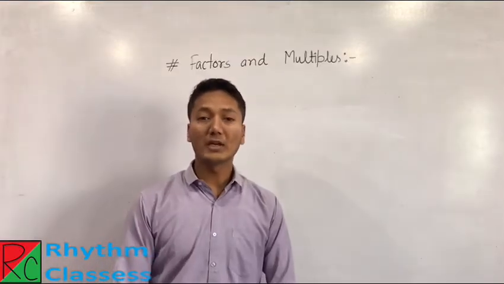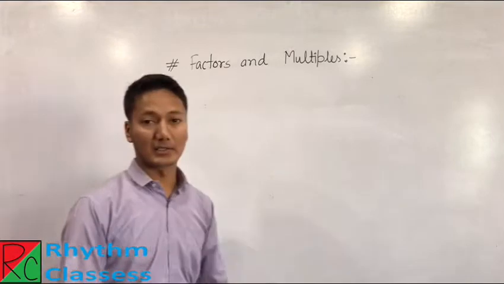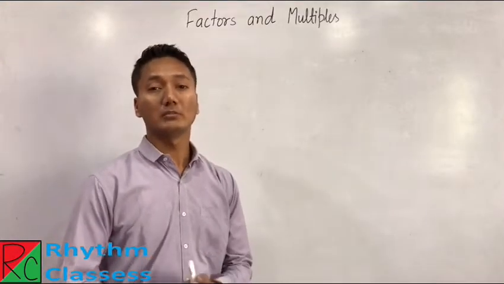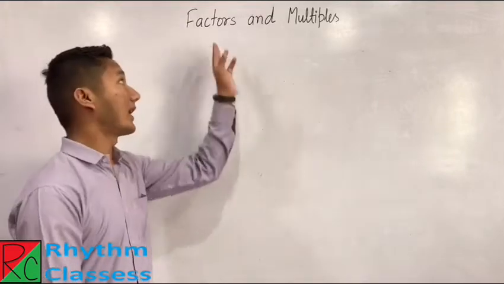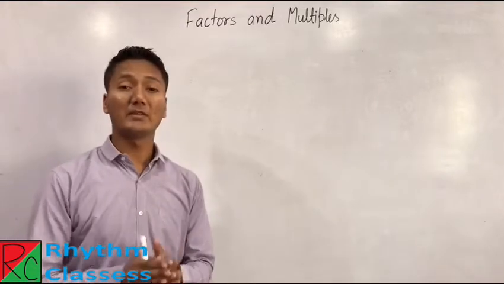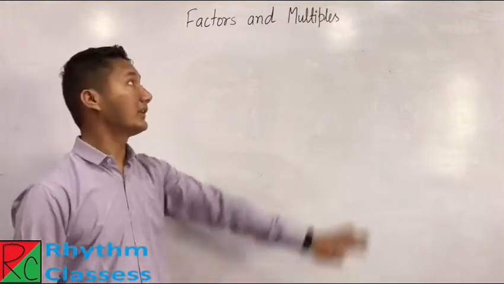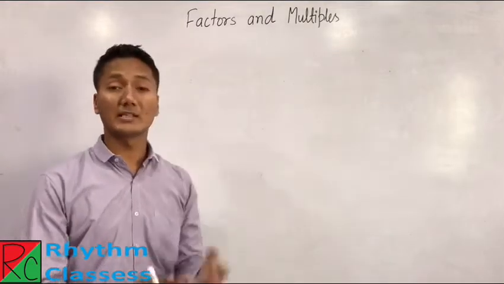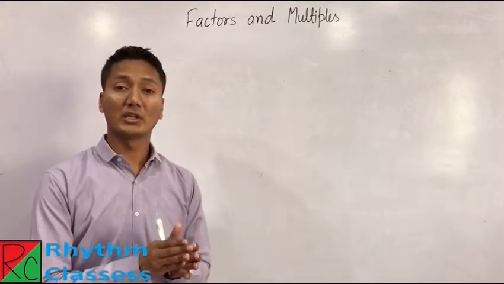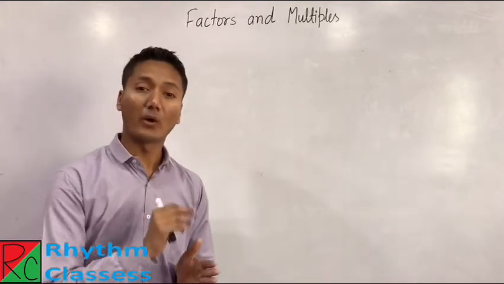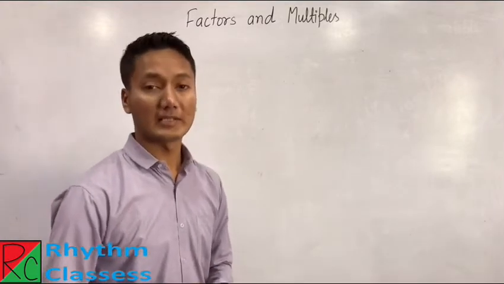Now students, moving to our next heading, which is factors and multiples. What is a factor and what is a multiple? Students, in a simple manner we can say a factor is a number by which we can divide the original number. And in the case of multiples, we can say the multiples are those numbers which can be divided by the original number. Students, let me tell you with the help of an example.